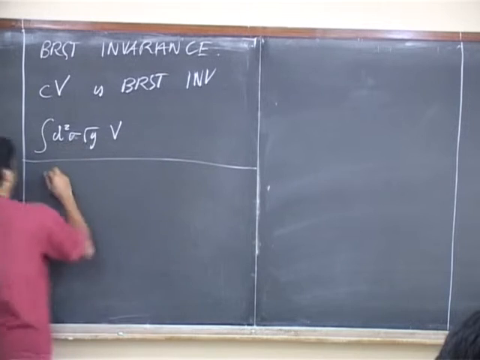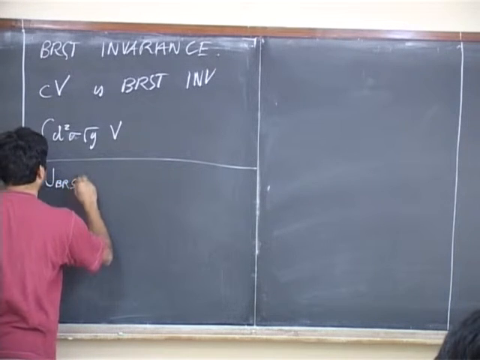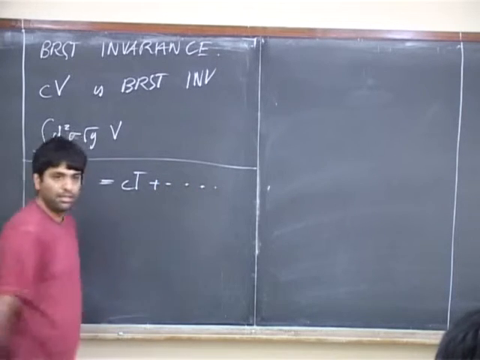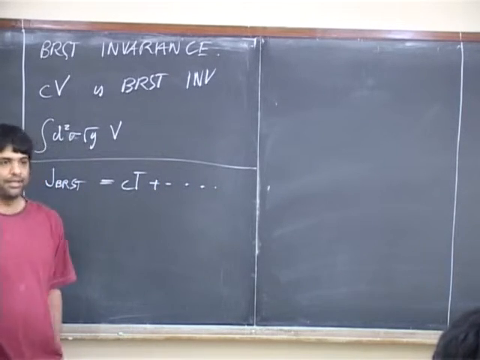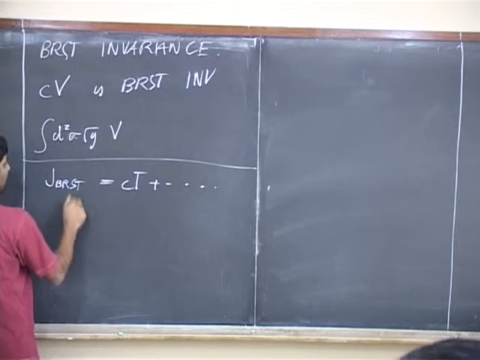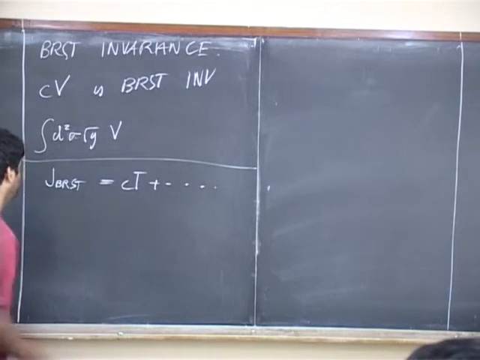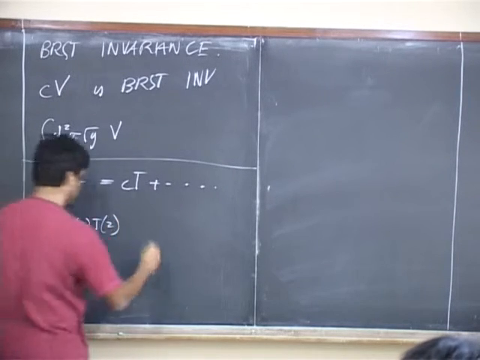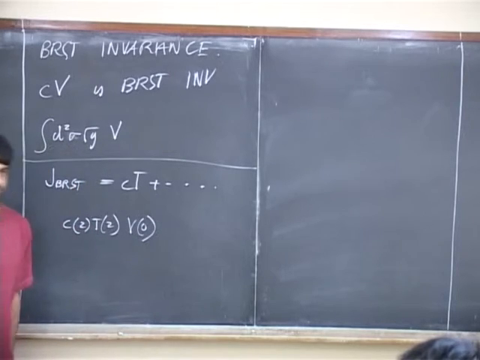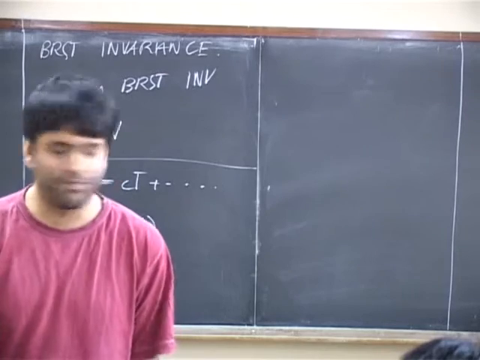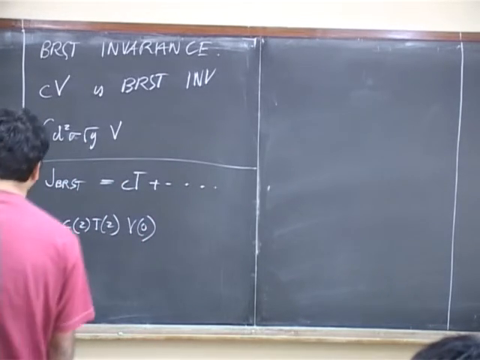Okay, so let's remember. J BRST was equal to C times T plus blah blah blah. But the blah blah blah doesn't matter for this operator because it's made up purely of matter. So let's take this BRST operator and act with it only. So let's look at the OPE of c(z)T(z) times V(z). What we want to do is compute the pole of this OPE. That will give us the BRST transformation property of the operator V. So what do we get?